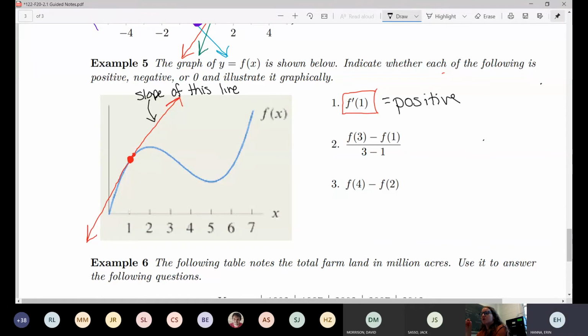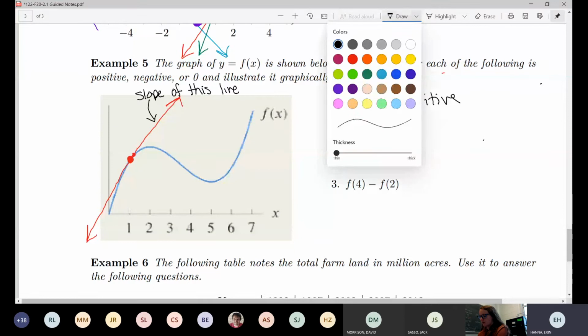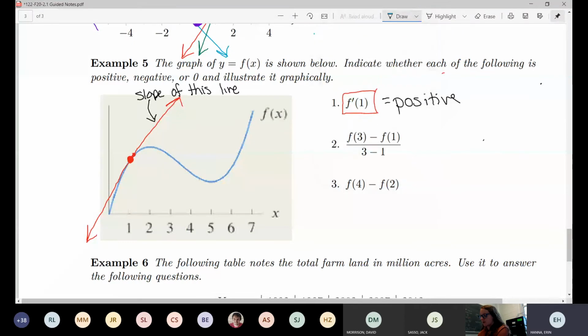And now we get into the tiniest bit of a different piece here, because now we have something that isn't presented as a derivative value. It's presented as f of 3 minus f of 1 all over 3 minus 1. But that looks a heck of a lot like an average rate of change setup. F of b minus f of a all over b minus a. So this would be representing an average rate of change, and specifically the average rate of change between 3 and 1. Well, what does that actually look like on the graph?